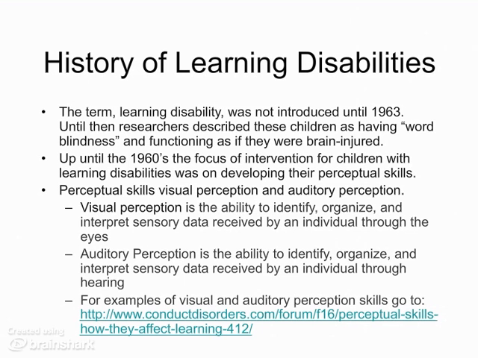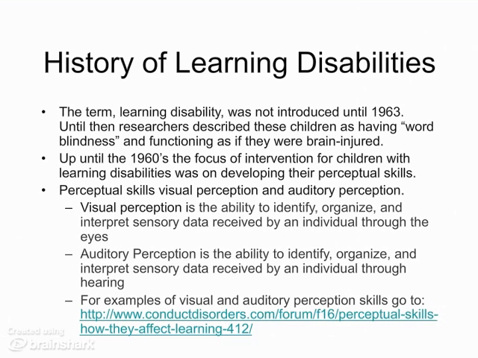The term learning disability was not introduced until 1963. Until then, researchers described these children as having word blindness and functioning as if they were brain injured. Up until the 1960s, the focus of intervention for children with learning disabilities was on developing their perceptual skills. Perceptual skills are visual perception and auditory perception.